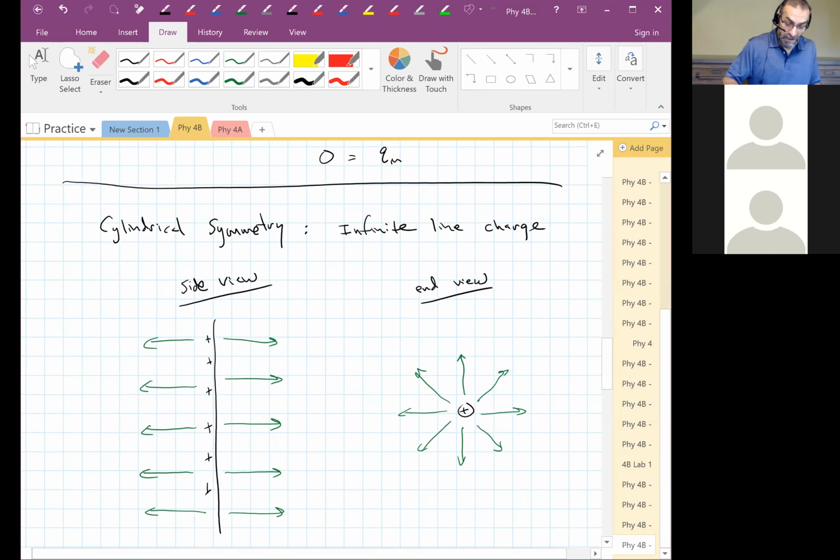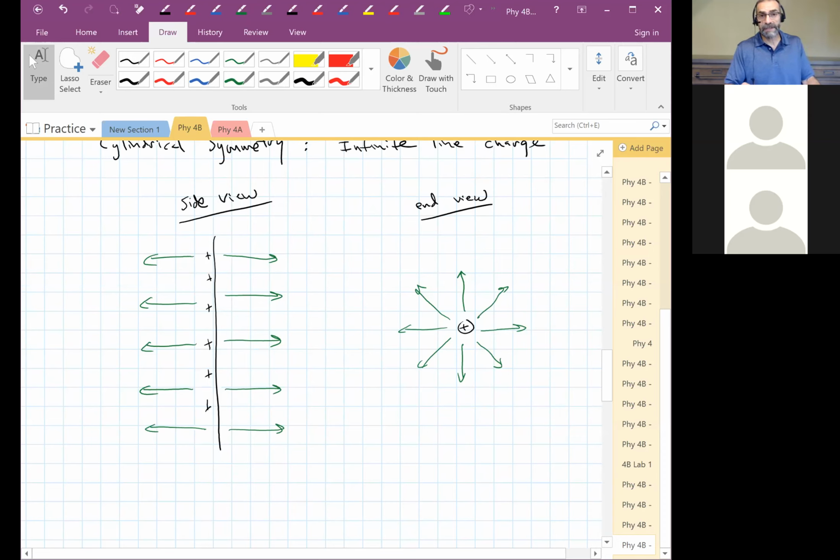So we have cylindrical symmetry, right? Whether this is a line charge or an infinite cylinder with a radius, it looks kind of the same. The electric field would look the same. So this has cylindrical symmetry. So we would pick a Gaussian surface, right?